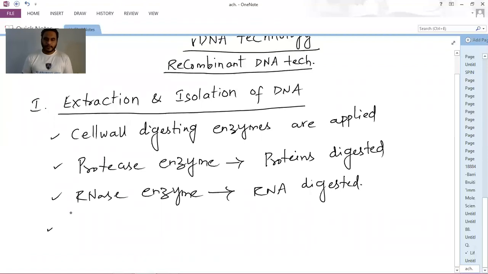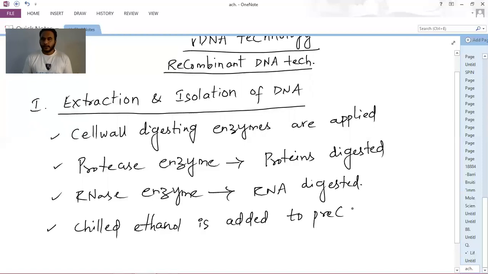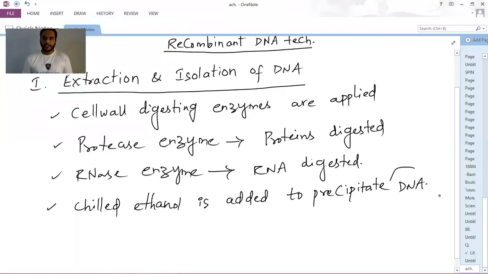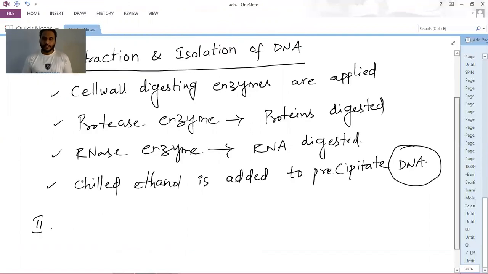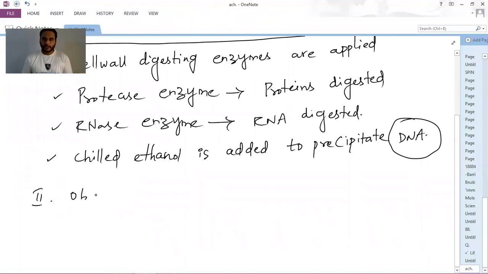Okay. Chilled ethanol is added to precipitate the DNA. So we are going to add the chilled ethanol, so finally DNA is getting precipitated. Next, the second step. If we need fragments, then obtaining DNA fragments is the second step.